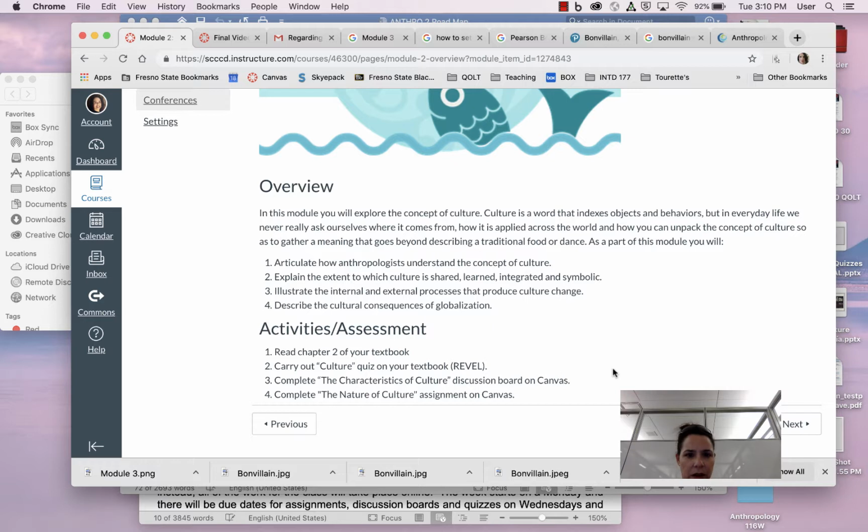First, read chapter 2 of your textbook. Second, take the culture quiz on your textbook for that chapter. And then third, complete the characteristics of culture discussion board on Canvas, and complete the nature of culture assignment. That is the summative assignment for this module.